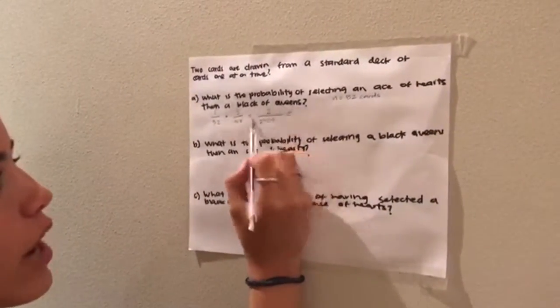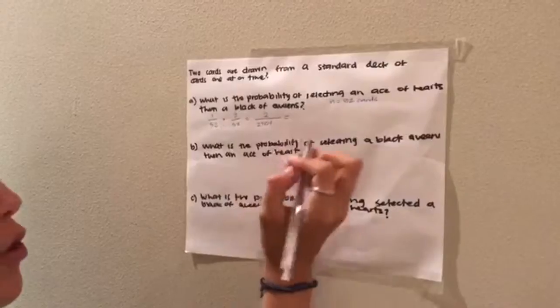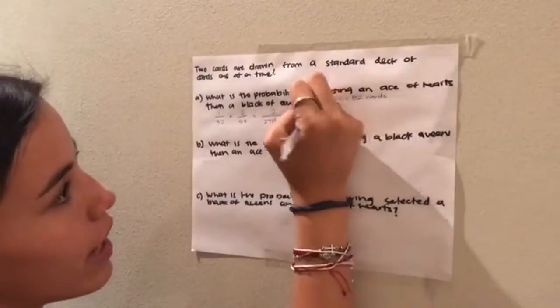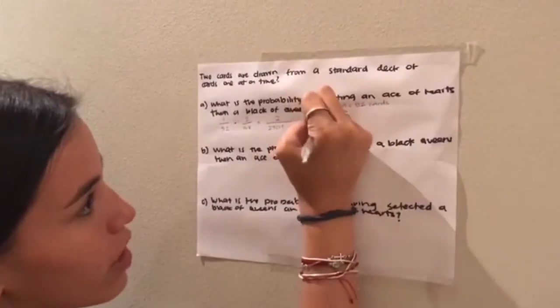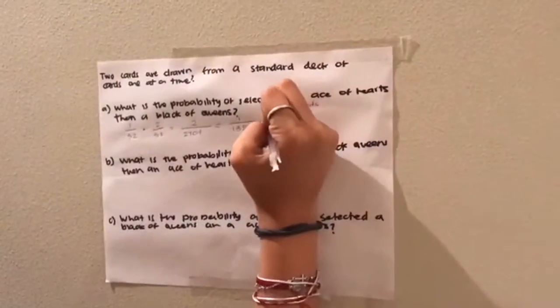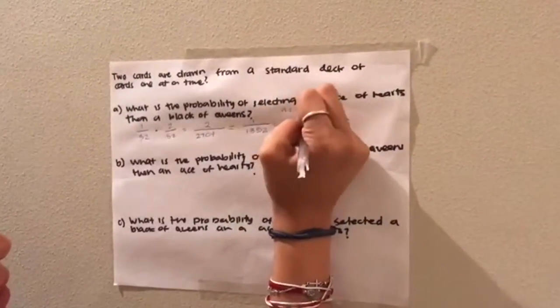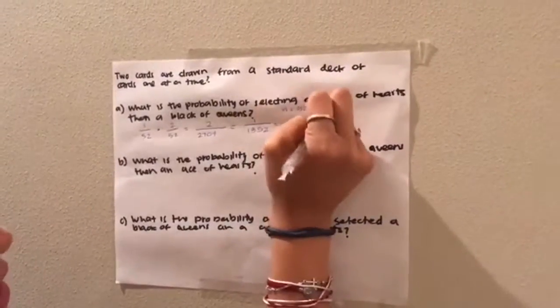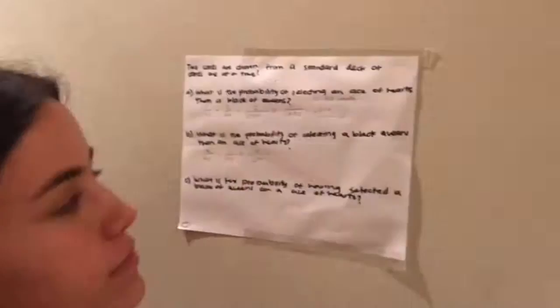So it will be 2 out of 2,704. So it will be 1 out of 1,352. And in percentages, it will be 0.074%. That is your first answer in question A.